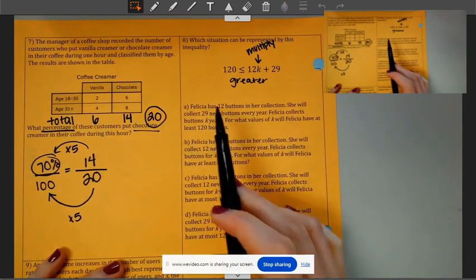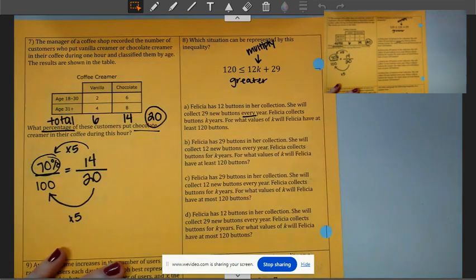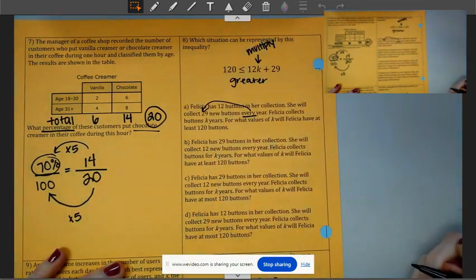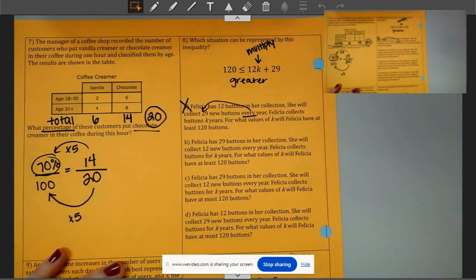So Felicia has 12 buttons in her collection. She will collect 29 new buttons every year. Every is a keyword. Okay, every means multiply. Well, every is with the 29 here. So is 29 the number being multiplied by the variable? No, 12 is, so A doesn't make sense.